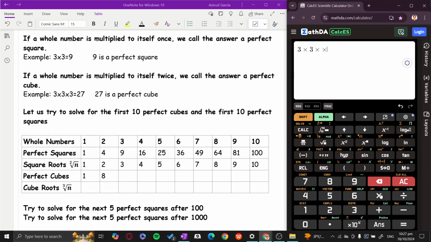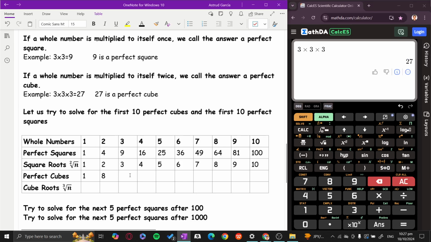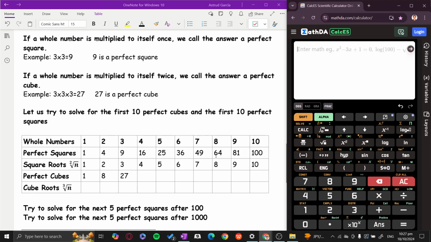We do the same for 3. We multiply it by itself twice. That gives us, oops, made a mistake. 3 times 3 times 3, which is 27. And what about 4? Let's try to find the perfect cube of 4. We do that by multiplying 4 by itself 2 times. We get 64.